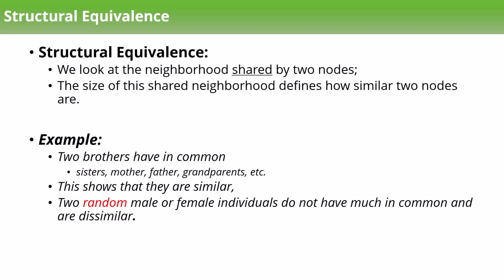Suppose student A is connected to faculty X, Y and student P, Q, and student B is connected to faculty X, Y, student P, Q. Their neighborhoods are almost identical. Therefore, A and B are highly structurally equivalent. This is the structural equivalence.